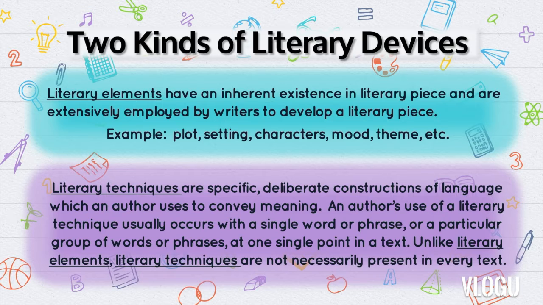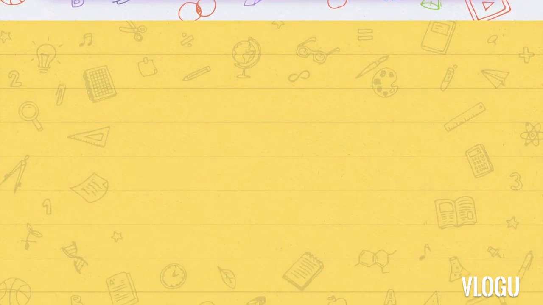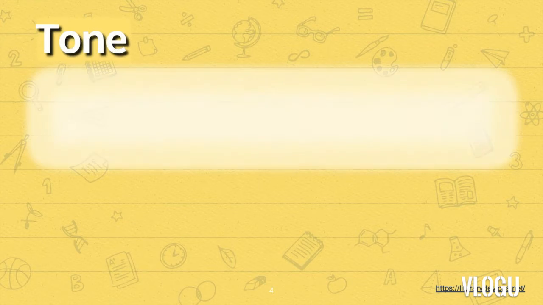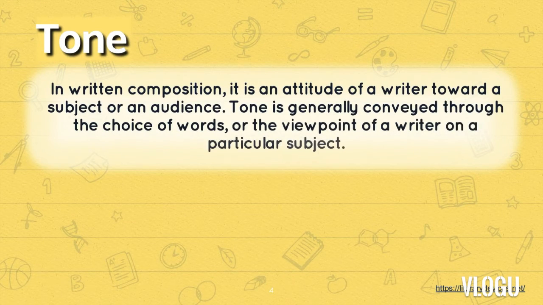Now let's take a look at the first literary device, that is, tone. In written composition, it is an attitude of a writer toward a subject or an audience. Tone is generally conveyed through the choice of words or the viewpoint of a writer on a particular subject.